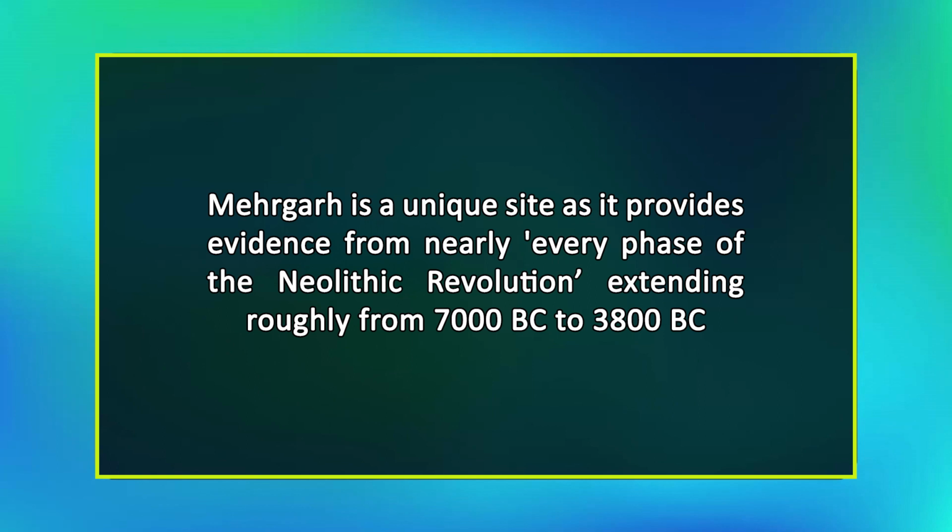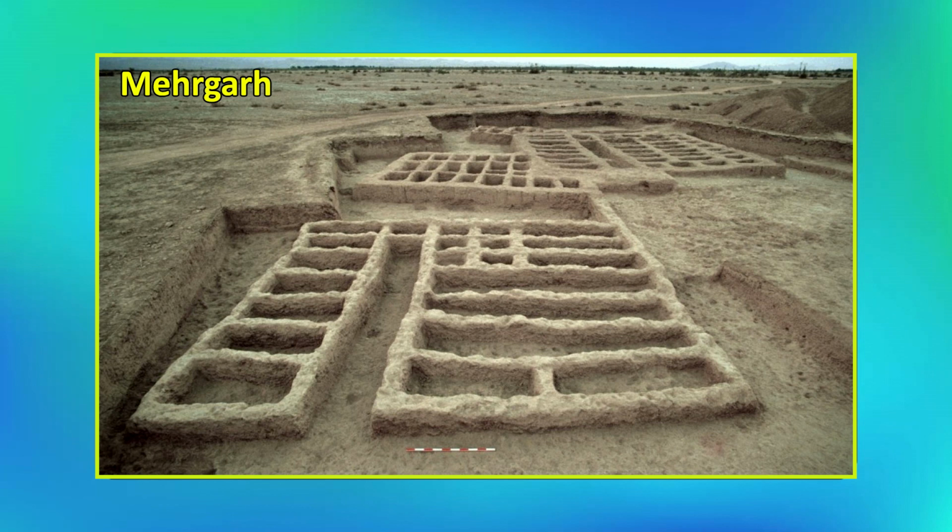Mehrgarh is a unique site as it provides evidence from nearly every phase of the Neolithic Revolution, extending roughly from 7000 BC to 3800 BC. Settlements at Mehrgarh have been found spread almost in a line. The overlap is absent as the settlers moved from one place to another along the Bolan River. This movement was from north to south with 3 distinct periods of settlement.